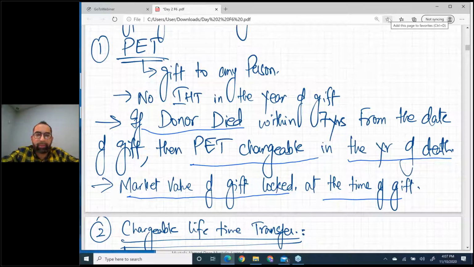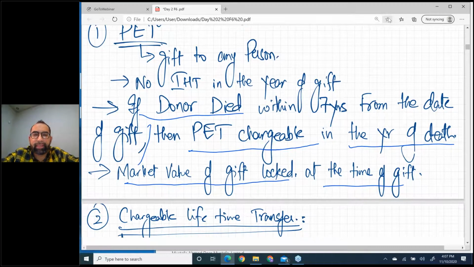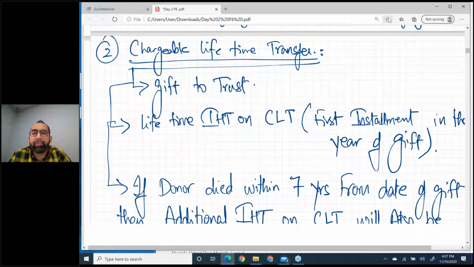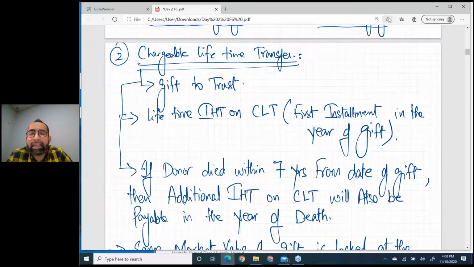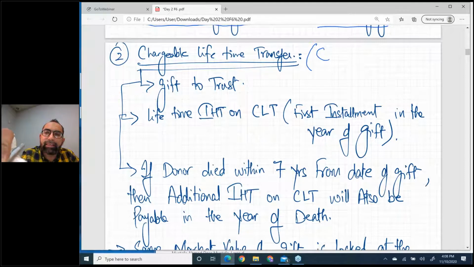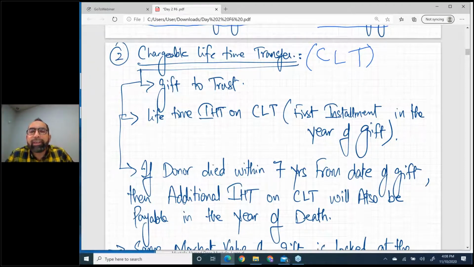Now, my dear students, the second lifetime gift is the chargeable lifetime transfer. What's the identification of this chargeable lifetime transfer? Sir, what's the shortcut of this? We call it CLT. Okay, CLT. And how do we recognize CLT? It's just one line: give to trust, give to trust, give to trust. Whenever you give to a trust, that's called CLT, chargeable lifetime transfer.